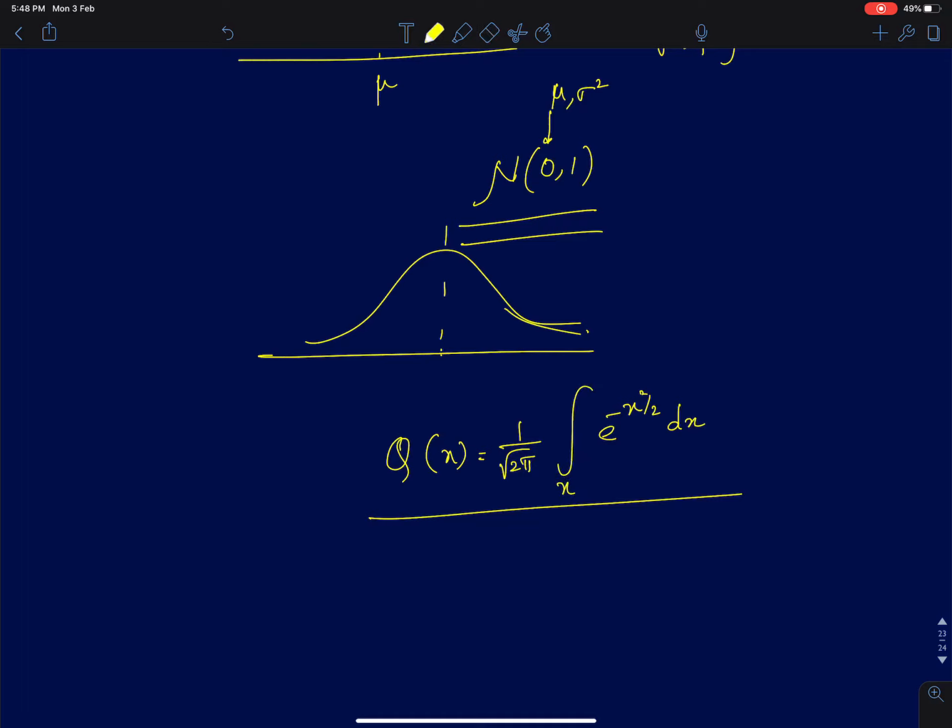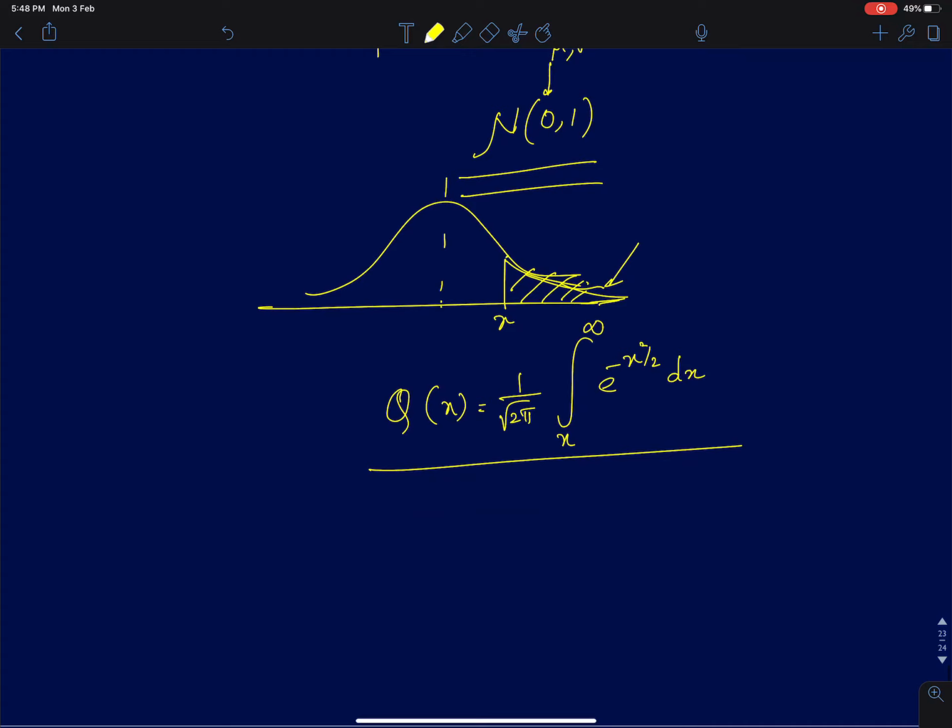I'm sorry, the integral is from x to infinity. So if you take x and then integrate to infinity, it's called the tail probability function. You find the area under the tail of a Gaussian function. This area will be your Q function, and this is defined for a Gaussian random variable of unit variance.